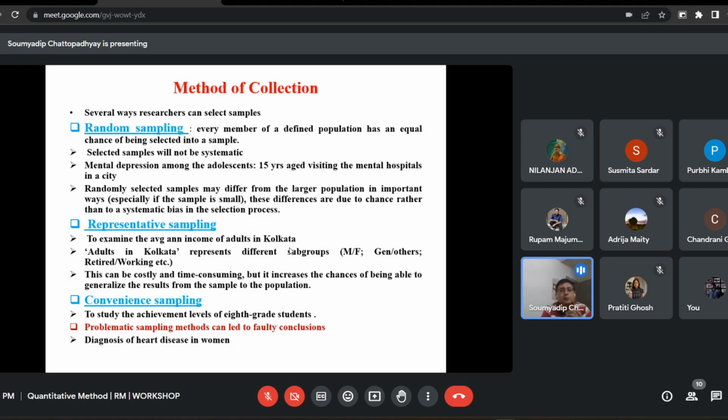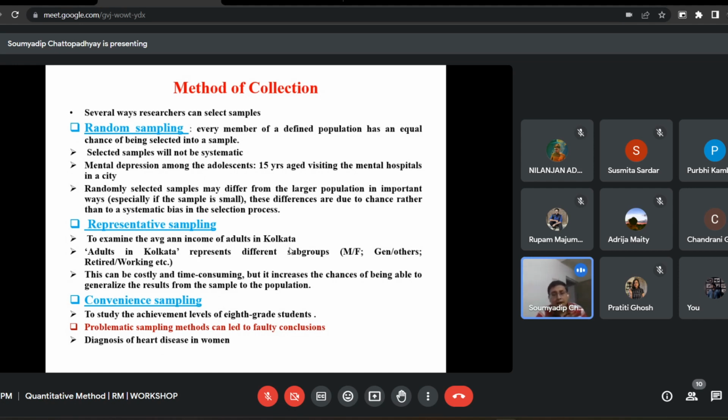Now, this kind of sampling is again not very bad, as long as the output that you are producing, the results which you are producing, are not biased in nature. That's the output which you are going to get. If they are not biased, then definitely you may resort to this kind of convenience sampling.